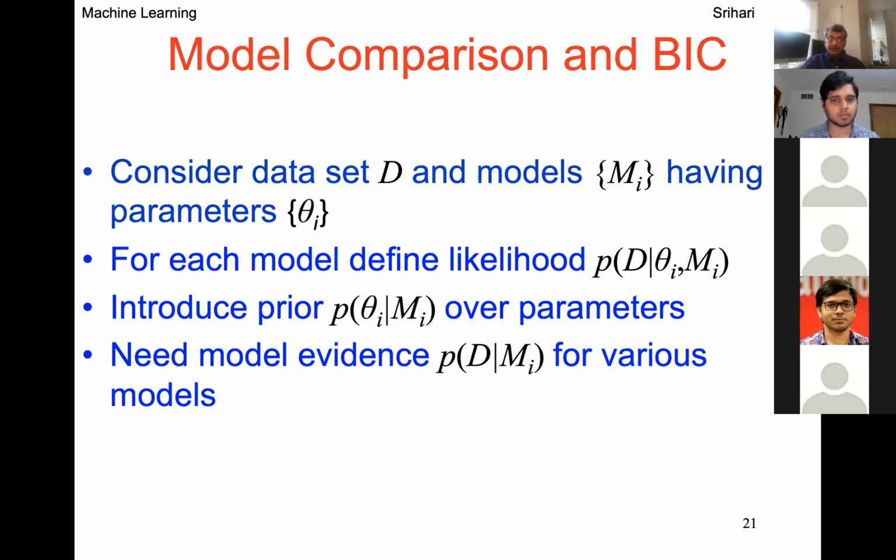So what is the likelihood? You remember that all of machine learning is about maximizing the likelihood, and that's how we choose the parameters. And this says, okay, fine, you maximize the likelihood and you've got the parameters. What is the probability it assigns to some given data set D? Then introduce a prior, P of theta i given Mi, over the parameters. So for that model, the parameters have a distribution over them, like a Bayesian. So any prediction we make is going to be integrated over all the values of these. So we need the model evidence. This is called the model evidence for various models, P of D given Mi.